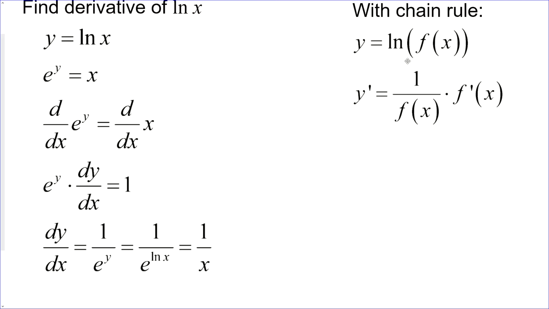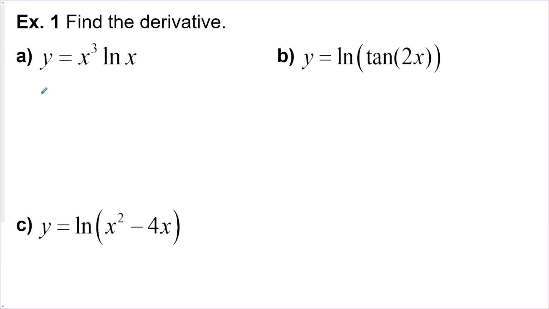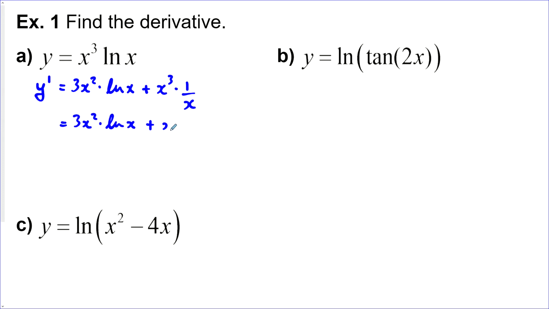And if we had a composite function, like the natural log of some function here, then the derivative of that would be 1 over f of x times the derivative of f of x. Find these derivatives. For the first one here, we'll need the product rule. So the derivative of x cubed times the natural log of x plus x cubed times the derivative of the natural log of x is 1 over x. So 3x squared times the natural log of x plus x squared.